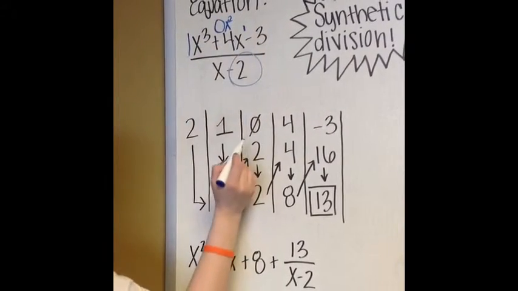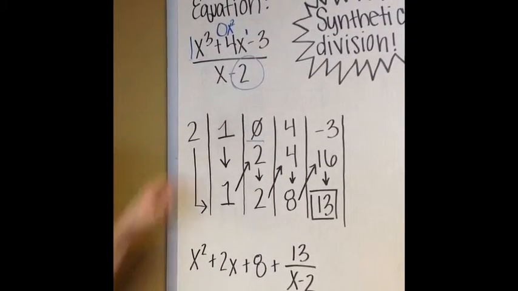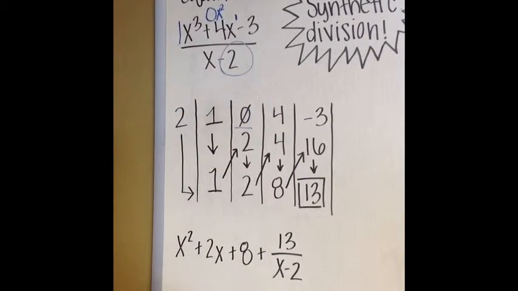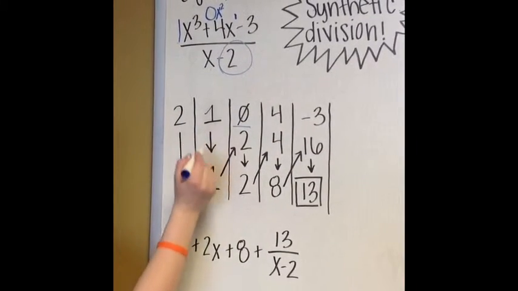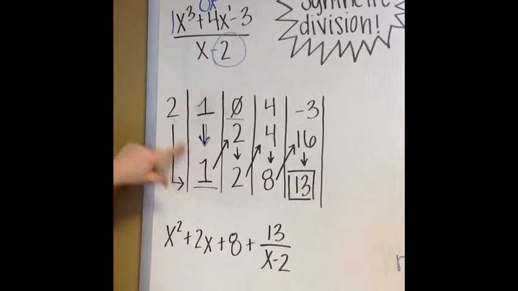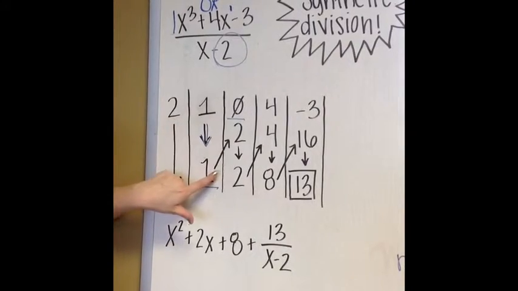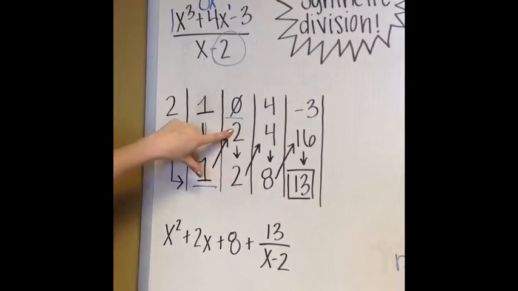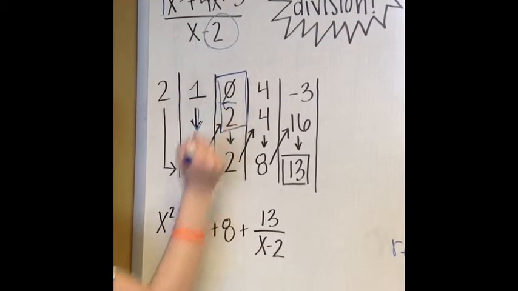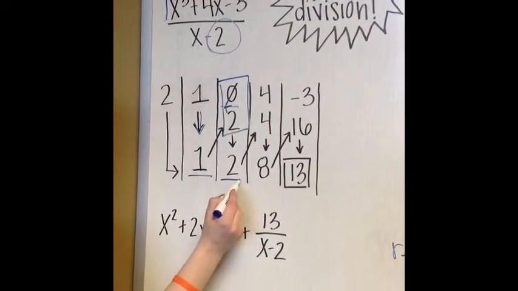That's how we get our 0 to go here. And then we'll drop our 4 down here, and then our negative 3. We'll begin by dropping the first number down, so we have our 1, and we will times the 1 by 2. So that's how we bring our 2 up here. These two numbers will be added, so that's how you get your 2.